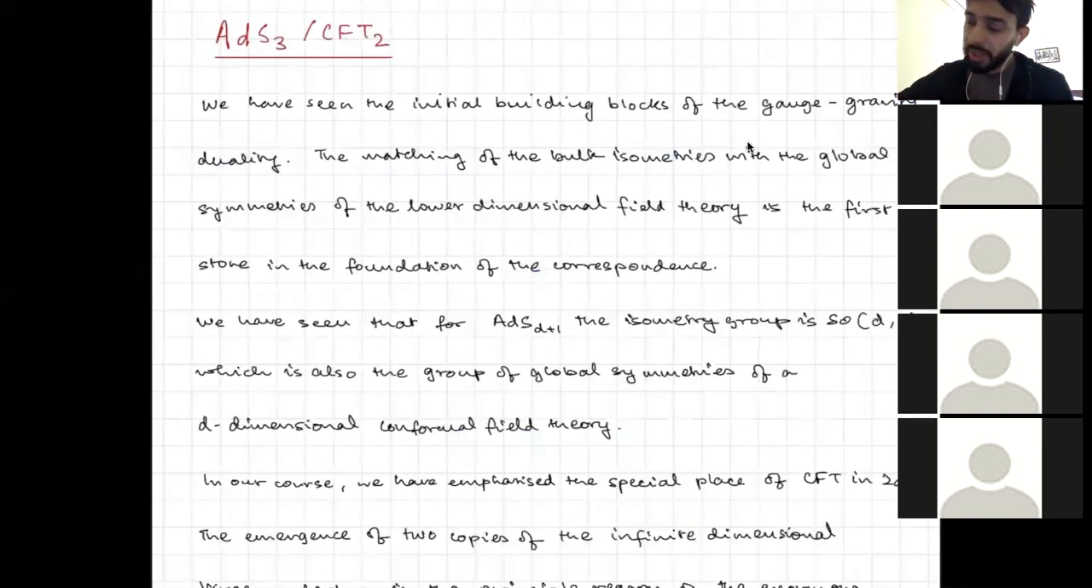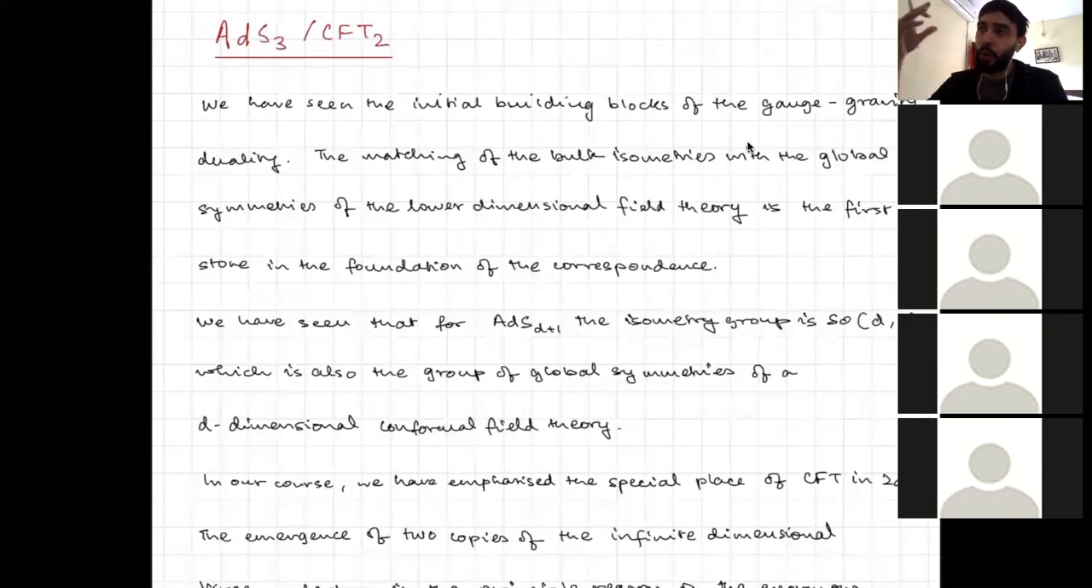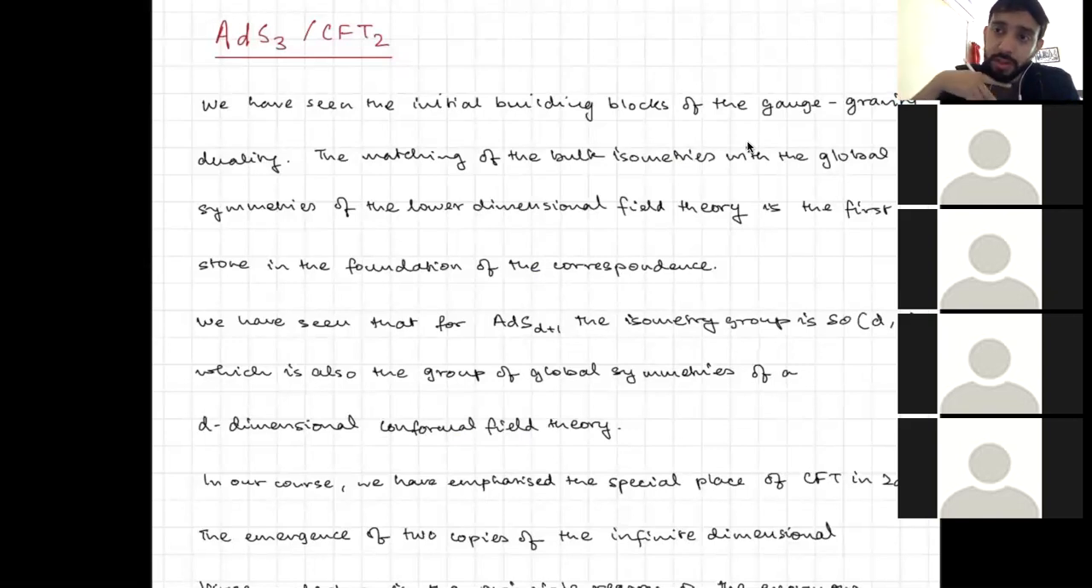The emphasis of the principal part of our course has been two-dimensional CFTs, as we have seen. So we want to figure out what is going to happen when we look at three-dimensional AdS, which by the holographic principle is supposed to be dual to the two-dimensional CFTs. That is what our focus is going to be in this last lecture. So let me try and just read out what I've written here.